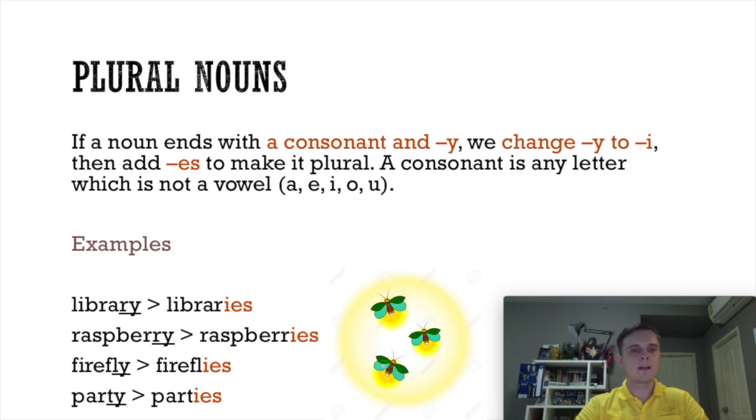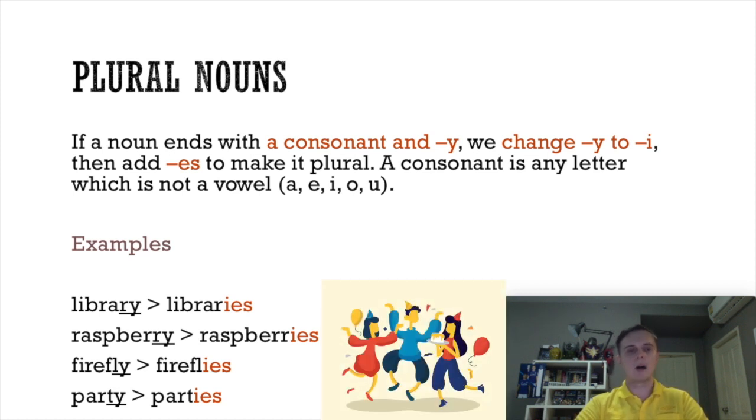Raspberries. Firefly. A firefly is an insect, a fly that emits its own light. That noun ends with LY. L is a consonant, then we've got the Y. So again, change Y to I, add ES. Fireflies. And party. Hopefully you all have been to a party.